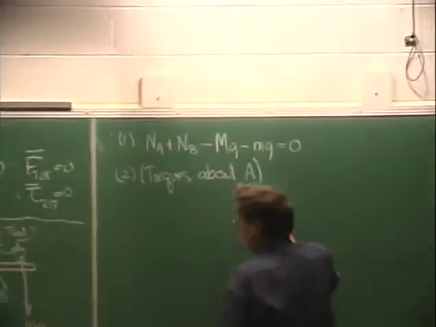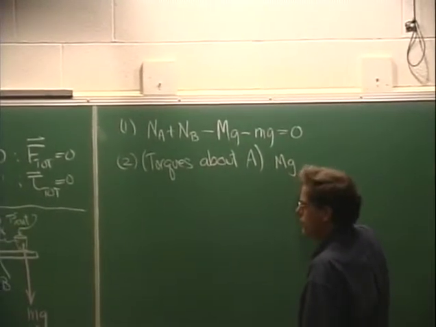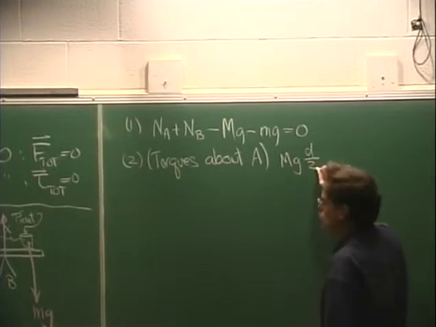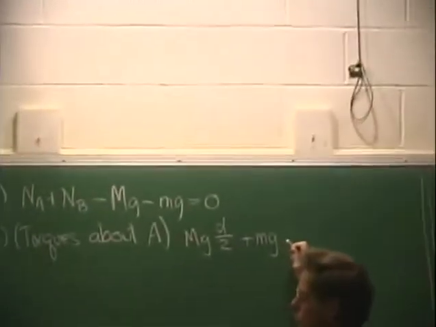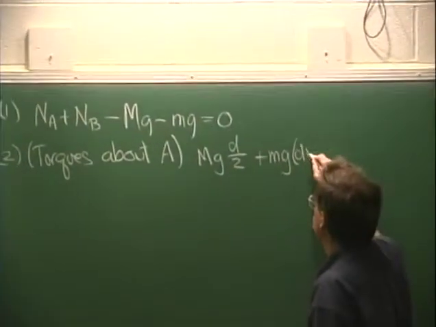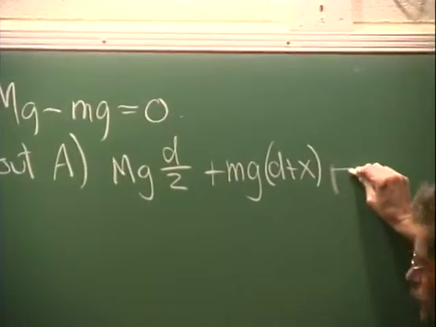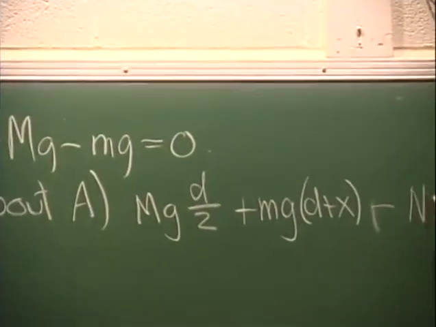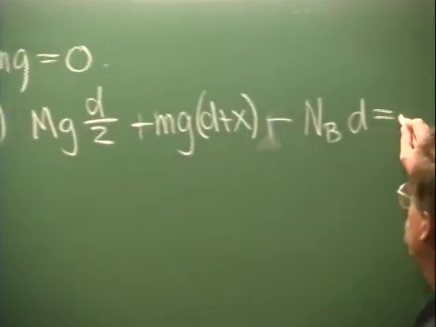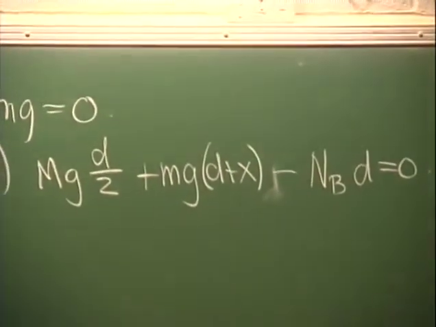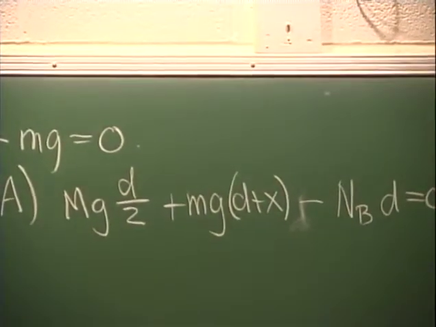So what do we have? Mg times its lever arm, d over 2, plus little mg times d plus x, plus, no, minus, because it's rotating it in the other direction, NB times d equals 0. So there's the torque equation. The sum of those torques has got to be equal to 0.